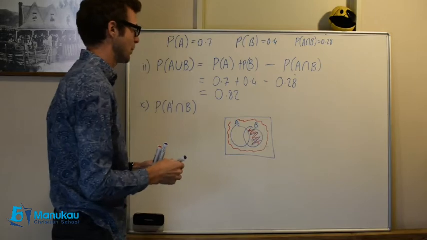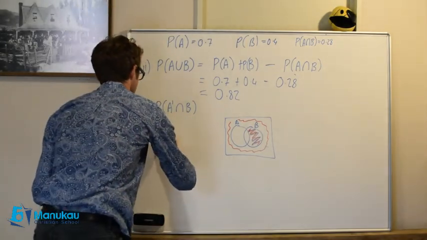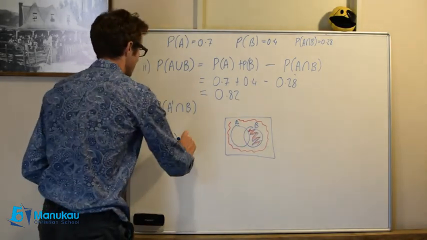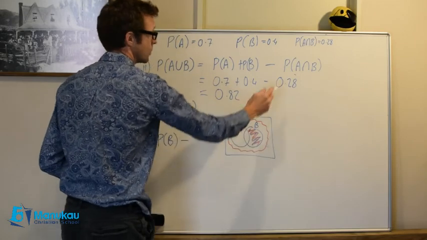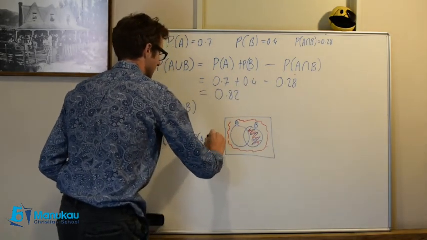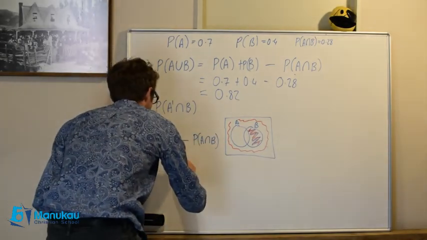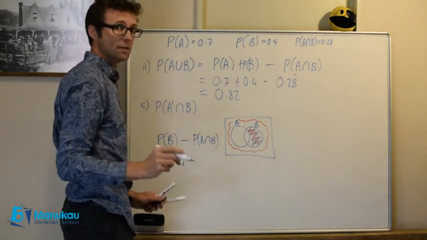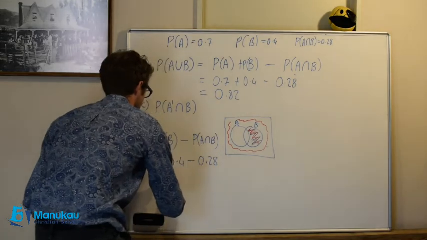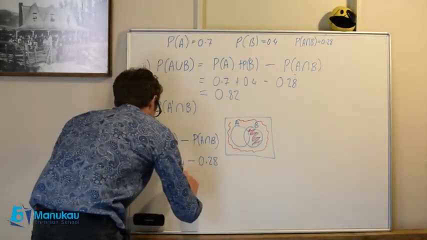So to find that purple bit there, all we need to do is take the probability of B, the whole probability of B, and subtract this little bit in here, which we know is the probability of A intersection B. Now the probability of B is 0.4, and subtracting the probability of A intersection B, which is 0.28 from up here, altogether we have 0.12.